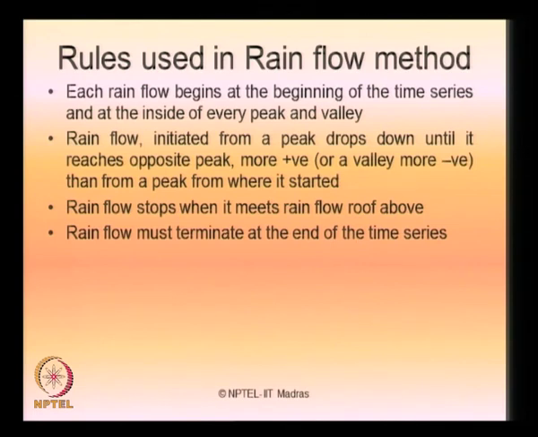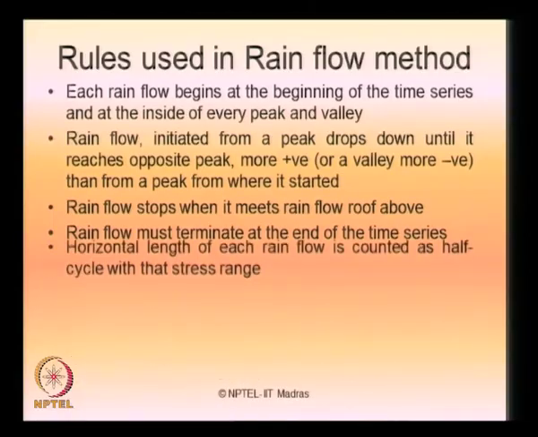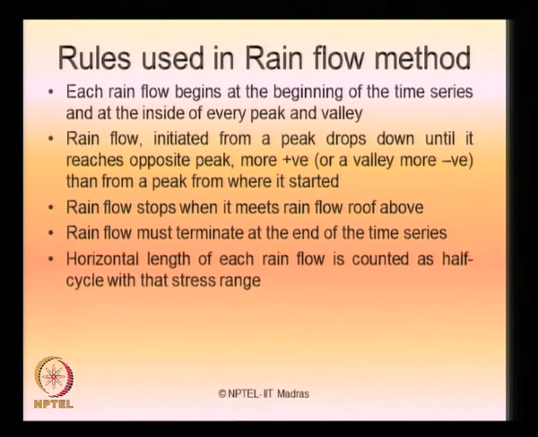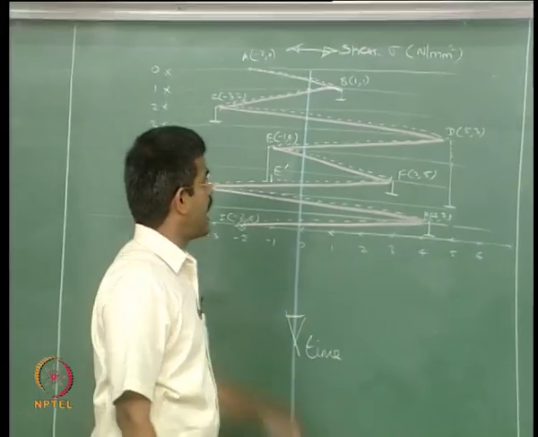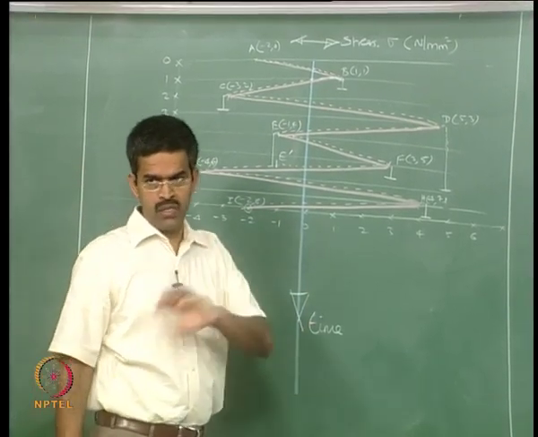Now the rain flow must terminate at the end of the time series. So it started at A and finished at I. The horizontal length of each rain flow is counted as a half cycle with the stress range. We will talk about that now. Now I want to estimate the stress range for every half cycle. Why is it called a half cycle? Because it had one valley and one peak. Wherever there are two valleys or two peaks, I will call this one full cycle.